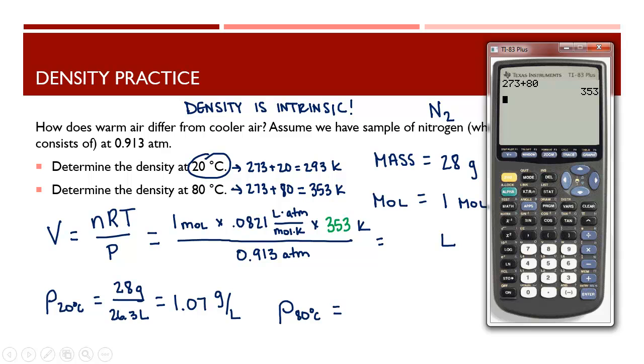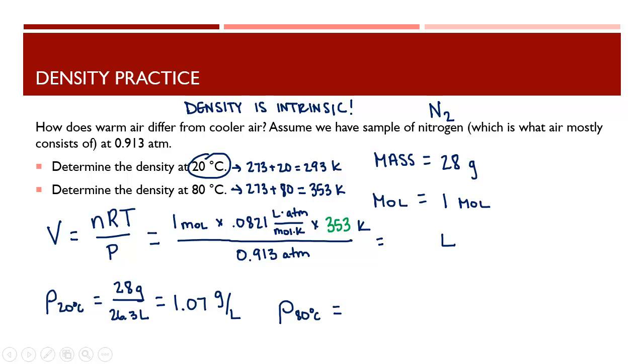So typing this into the calculator again, I have 0.0821 times 353 divided by 0.913. I get 31.74, so I'm going to round to 31.7, and that's my new volume. So I get 28 grams over 31.7 liters, which gives me 0.882 grams per liter.